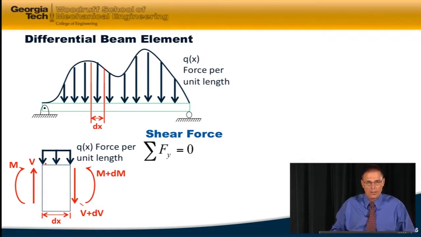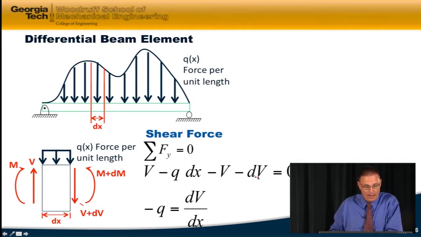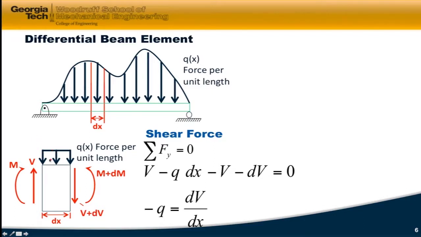So we can now look at the shear forces first. In later modules, we'll look at the moments. But for the shear forces, to balance them, we have to look at the equilibrium equation of the sum of the forces in the y direction, set equal to 0. And so we have V up minus this distributed force Q. Q is over a length dx, so the total force is Q times dx. It's down, so that's negative. And I've got minus V, which is down, and minus dV, which is down. So I've got V minus Q dx minus V plus dV equals 0.